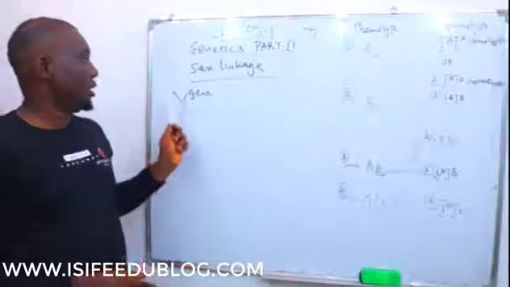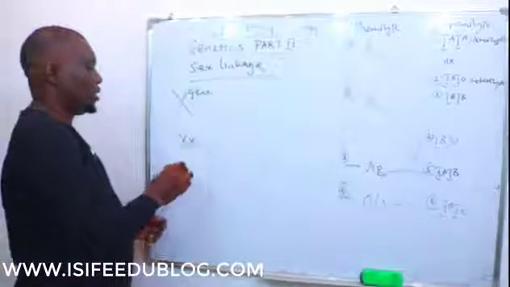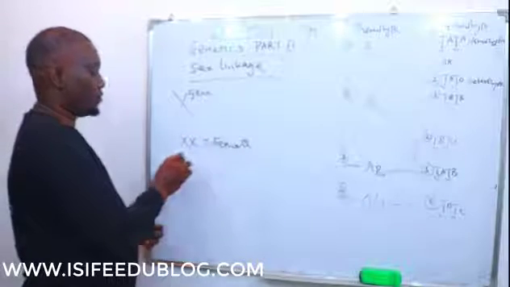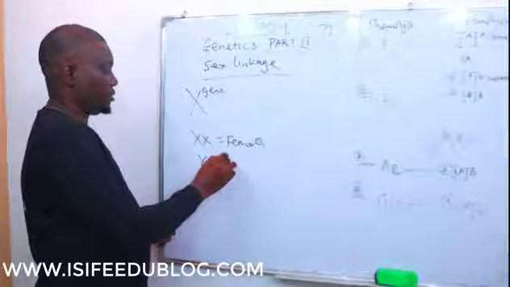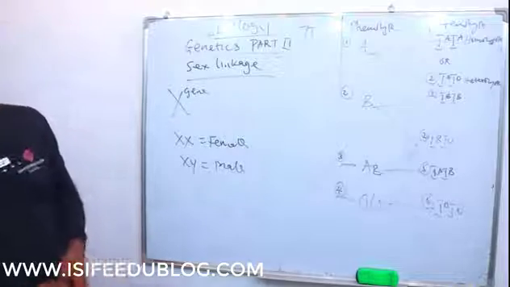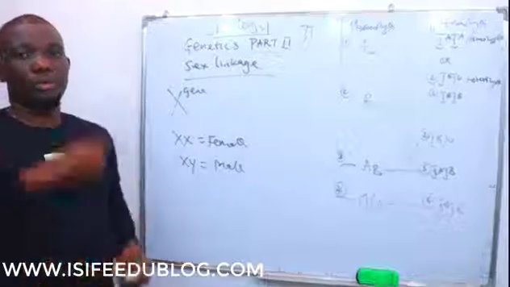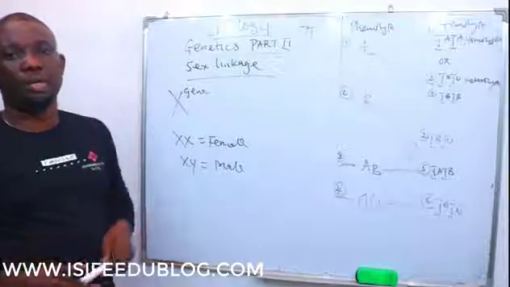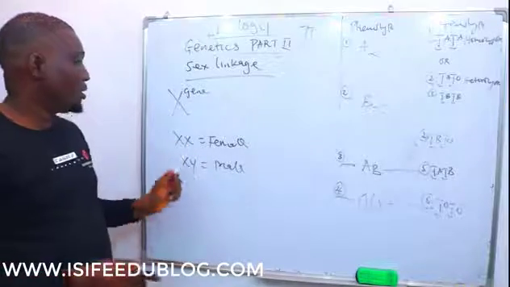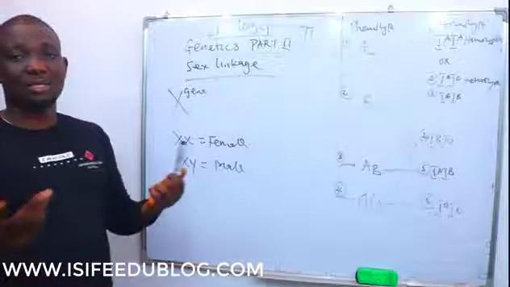Any gene on the X chromosome. Female is XX, male is XY chromosome. That is in humans, except in birds and butterflies, where it is interchanged: the male is XX and the female is XY. But in humans and other organisms, XX is female, XY is male. So any gene located on the X chromosome is said to be sex-linked.